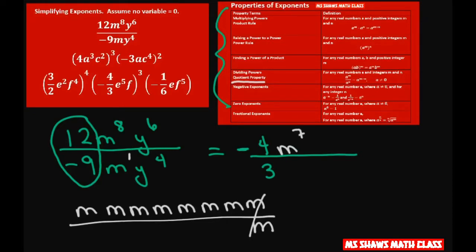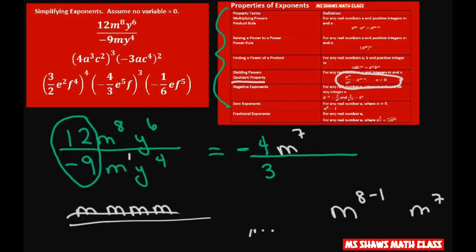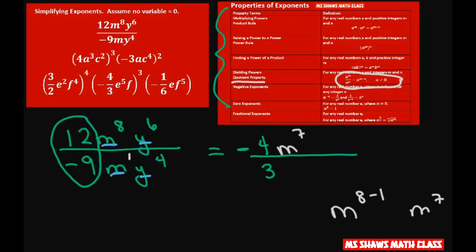Now what you don't want to do is have to do this all the time. Right, what I just did here. So the way you do that is you take m to the 8 minus 1. That's our property here. And that's going to give you m to the 7th. Okay, let's do the same thing with the y's. And the bases have to be the same. Bases mean that our base here is m. Our base here is y.